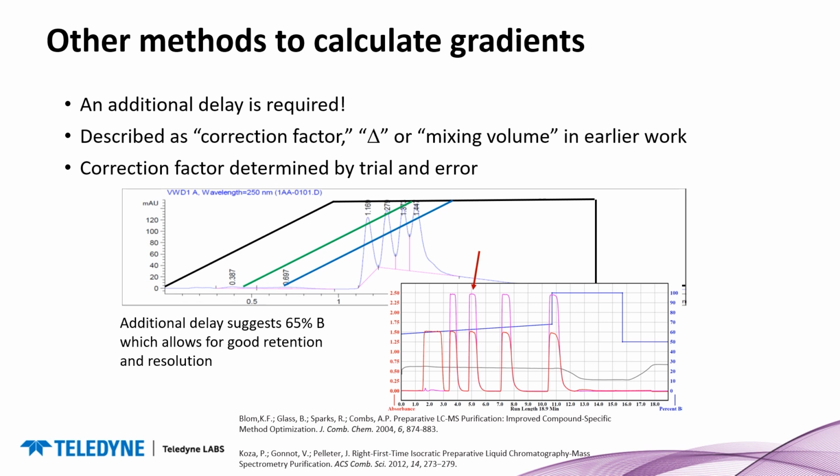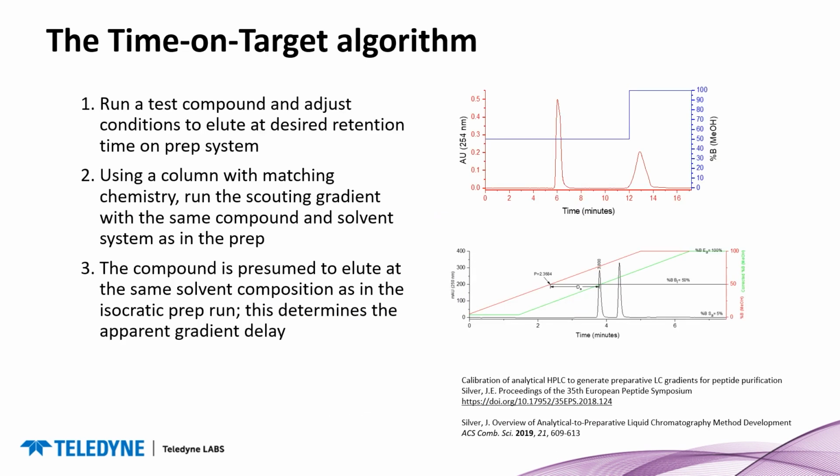An additional delay is required, and earlier work calls this several names such as the correction factor, delta, or mixing volume. This blue line is simply the time to run the sample down the prep column and can be related to the desired retention time. Teledyne ISCO explored these types of calculations and found they were not generic. A change in the system required a new correction. With this additional correction, the second peak elutes at about 65% B, which gives good retention and good resolution in a reasonable runtime. There is an easy way to determine this gradient delay.